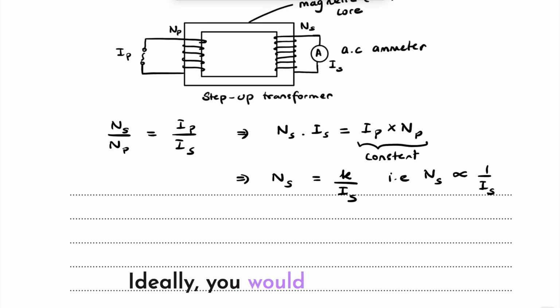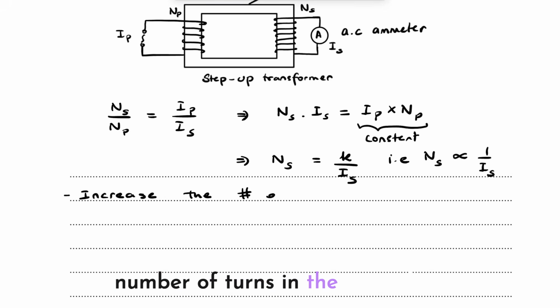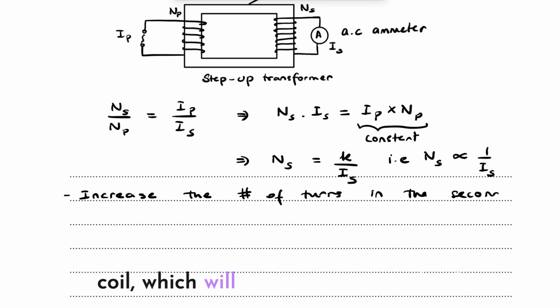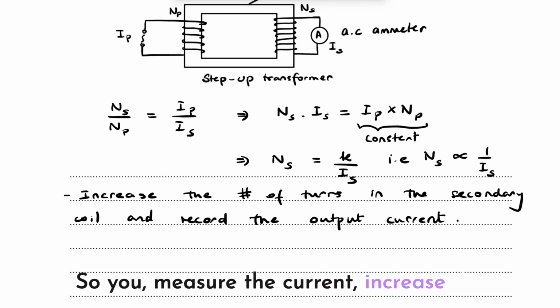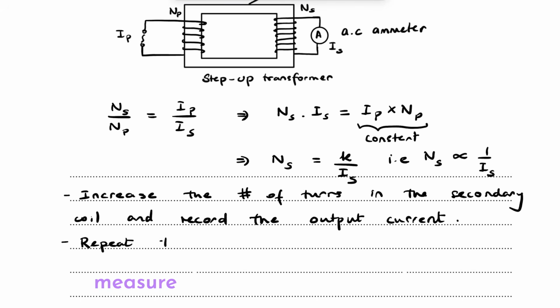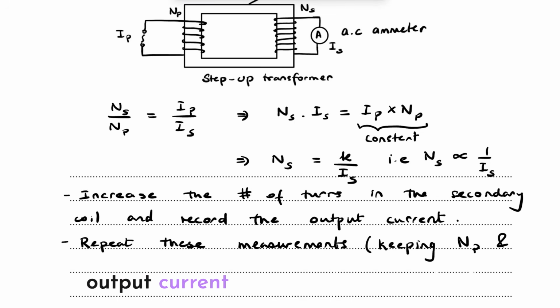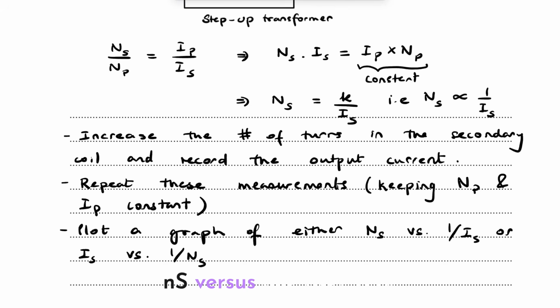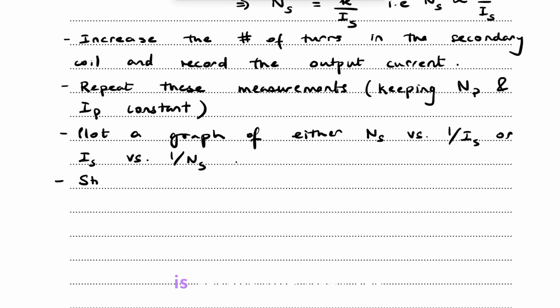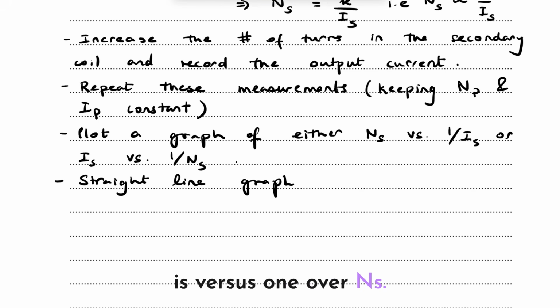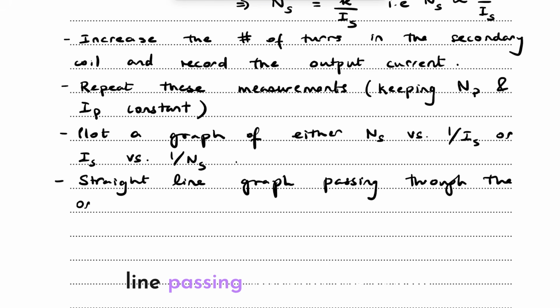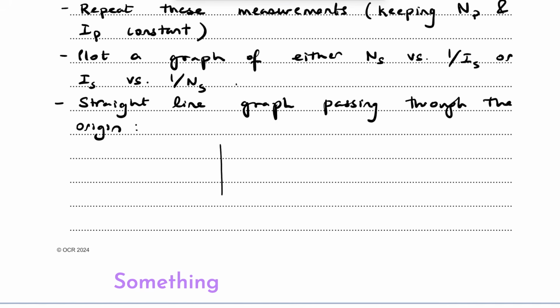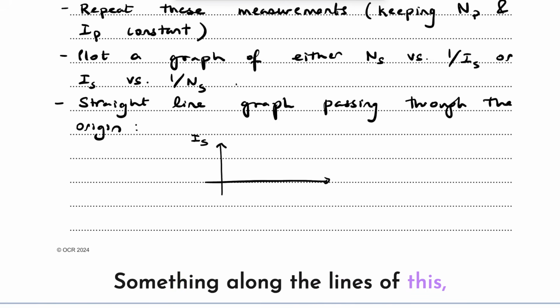Ideally, you would increase the number of turns in the secondary coil, measure the current, increase the number of turns in the secondary coil, measure the current again, and so on. You would notice a decrease in the output current. One can plot a graph of NS versus 1 over IS or IS versus 1 over NS. They would observe a straight line passing through the origin, something along the lines of this, basically.